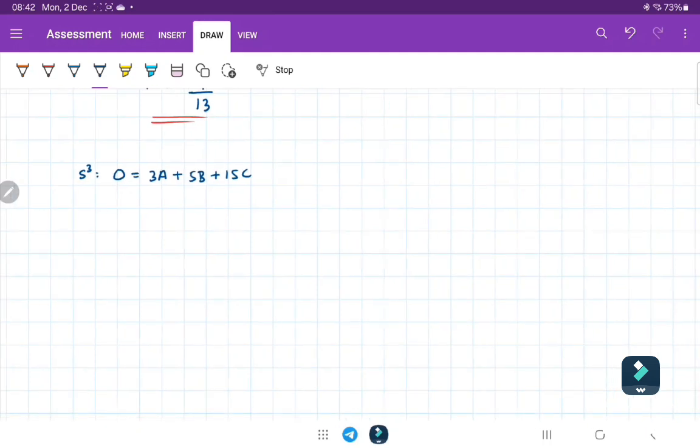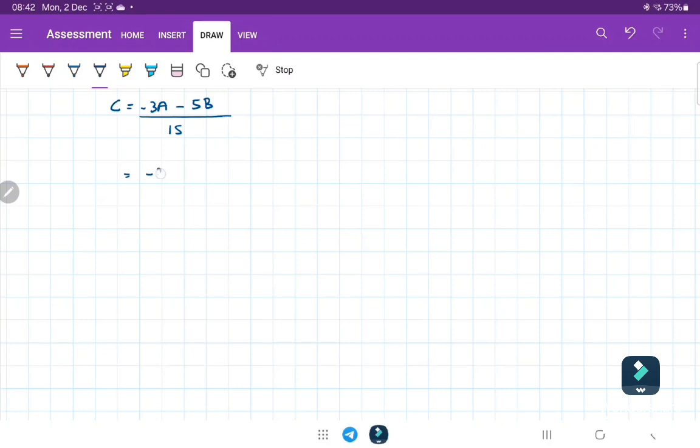So what I want is my c, so basically c is equals to 3a plus 5b divided by, sorry, it should be a minus 15. So let's do this. I have minus 3 multiplied by 625 over 26 minus 5 multiplied by minus 27 over 2, divide everything over 15. To solve that, you would get minus 4 over 13. So this is my c.